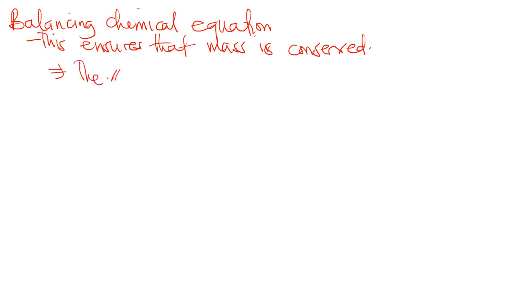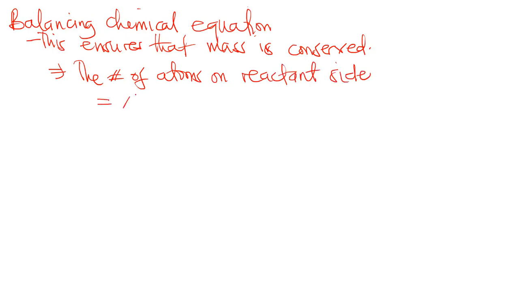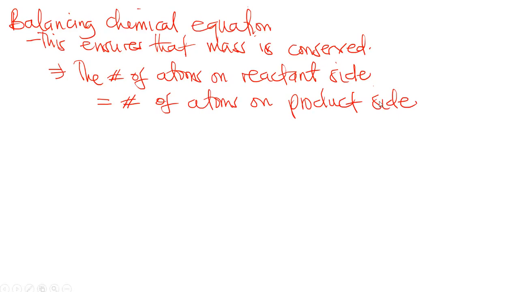the number of atoms on reactant side is equal to the number of atoms on product side. So that's the purpose of balancing a chemical equation. So let's just practice how to balance a chemical equation.